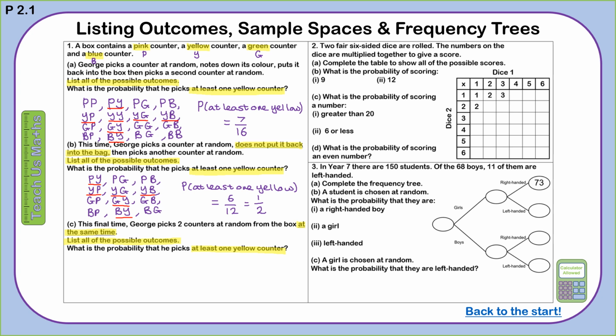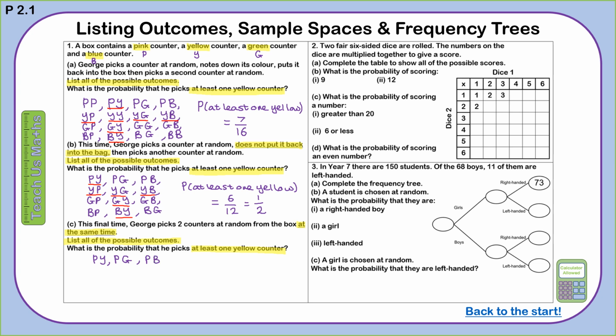In part C, however, they are the same outcome, as picking a pink and yellow counter at the same time is exactly the same as picking a yellow counter and a pink counter at the same time. So when we write down the outcomes this time, we need to avoid writing down any repeats. I'm going to use my outcomes from part B to help me with this. So George could pick a pink and a yellow counter at the same time. He could pick a pink and a green counter at the same time. Or he could pick a pink and a blue counter at the same time.